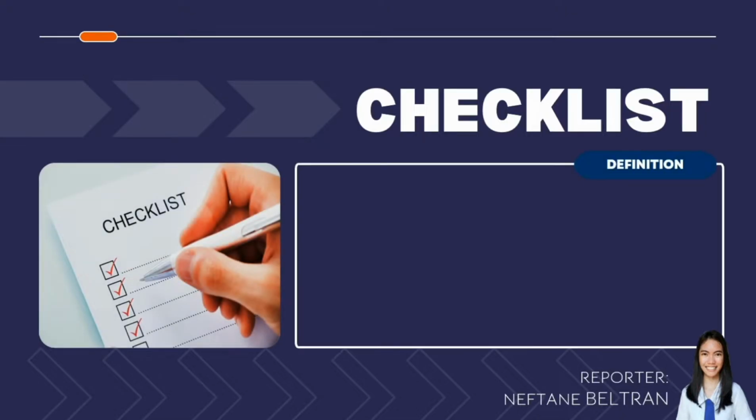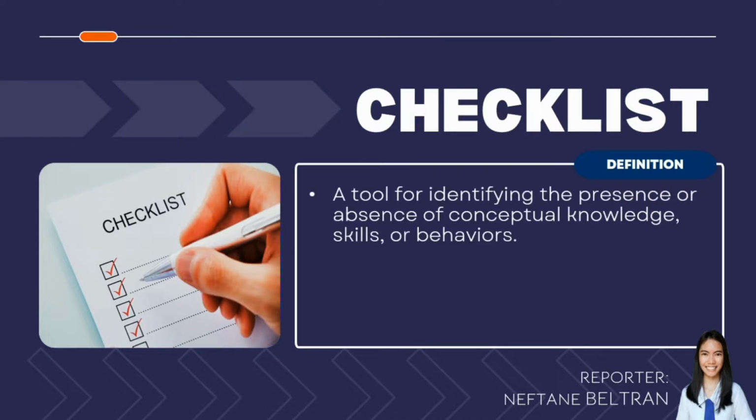A checklist, by definition, is a tool for identifying the presence or absence of conceptual knowledge, skills, or behaviors. So, a checklist is a useful tool for recording. For example, teachers can use checklists to record students who are absent or present, students who are late or who pass activities on time, or students who are mainly missing activities, or anything. Teachers can record it all with the use of checklists.